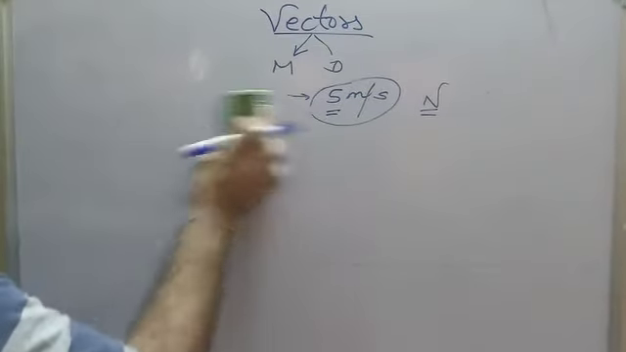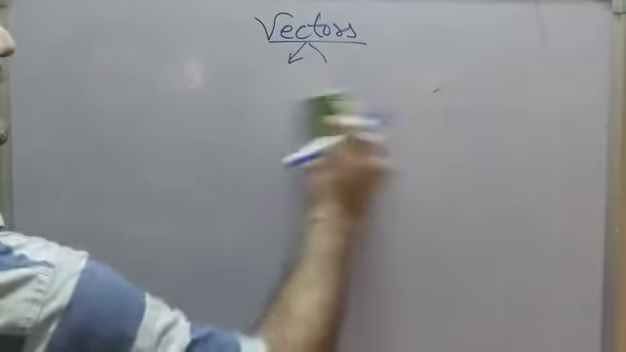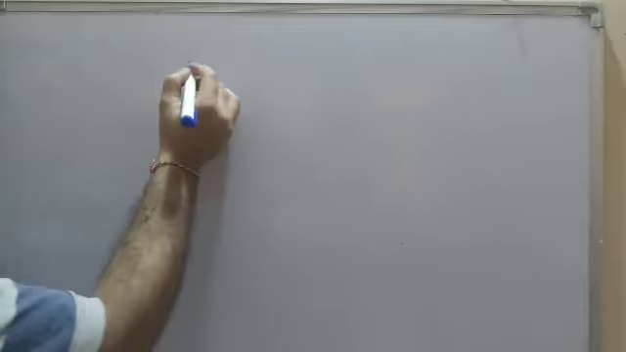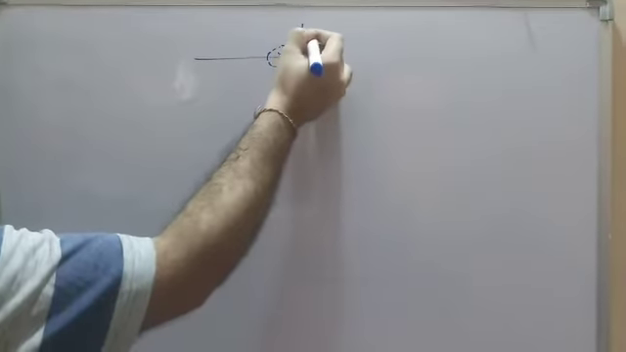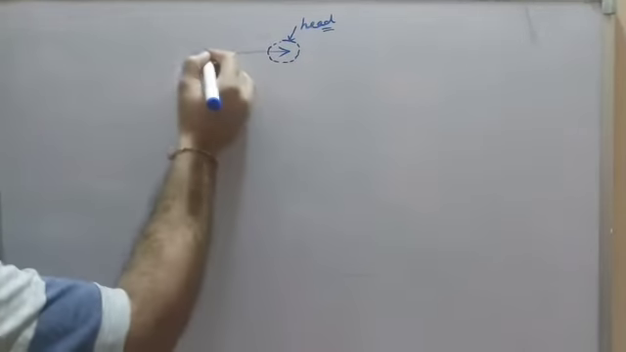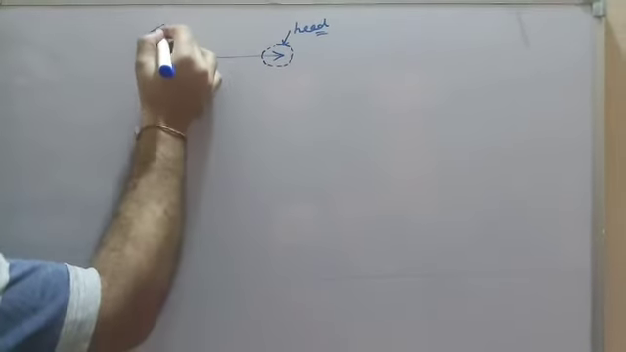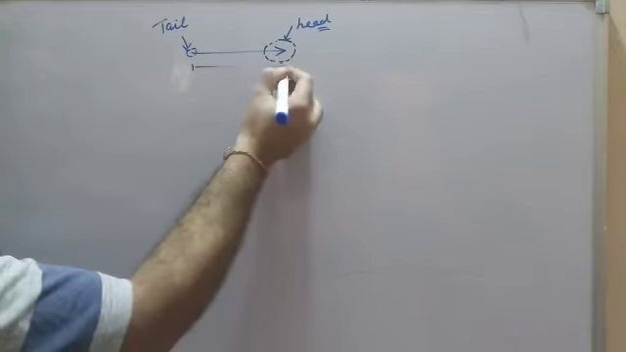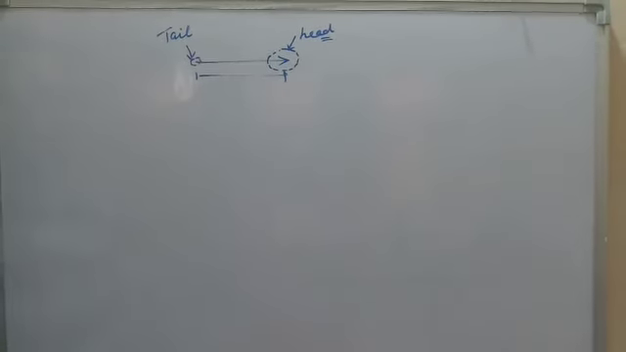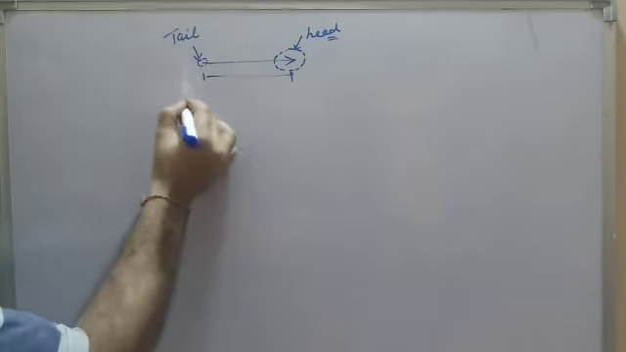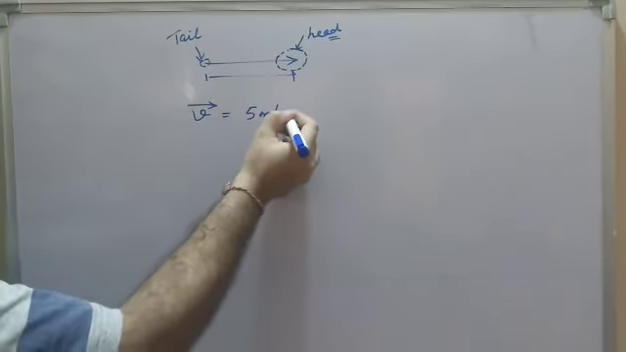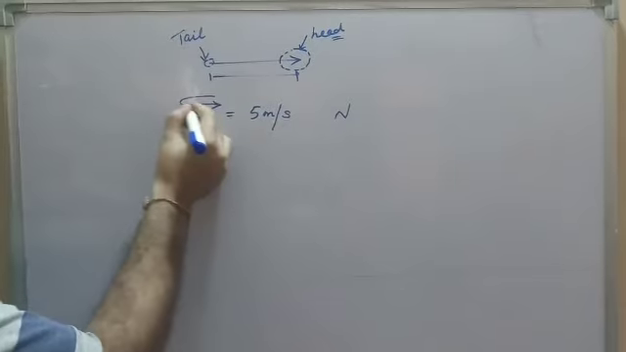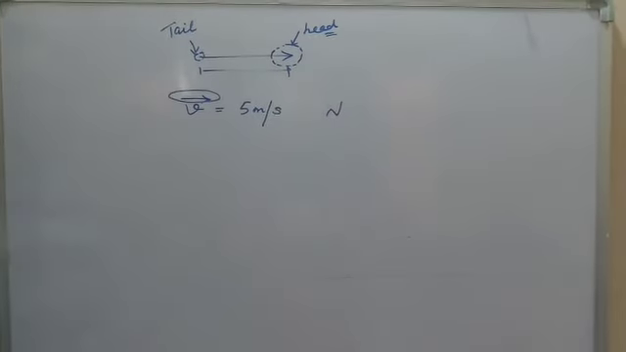Now the question comes, how to represent the vector? So we represent it with the arrow, where this arrow represents head, that gives the direction, and this is tail, and this length represents the magnitude of a vector. So instead of writing v, now we write it as v vector, which is 5 meter per second towards north. So this is the actual way to represent the vector.